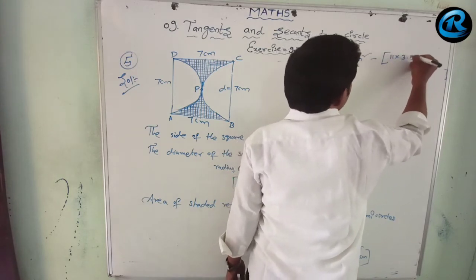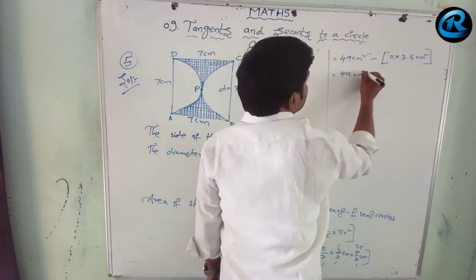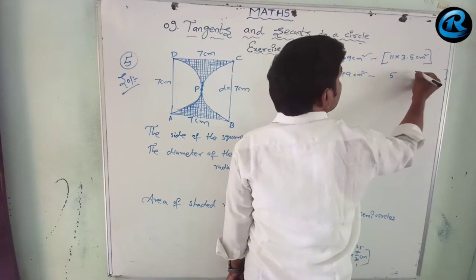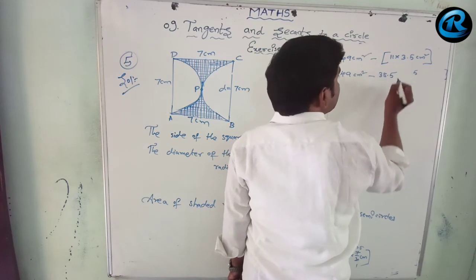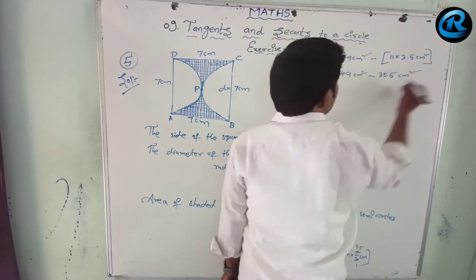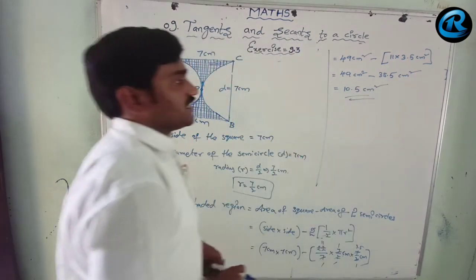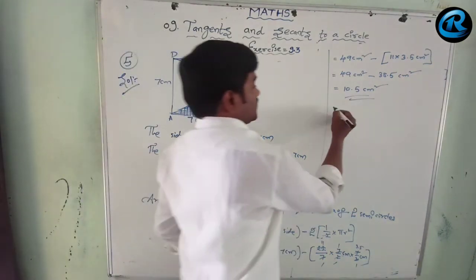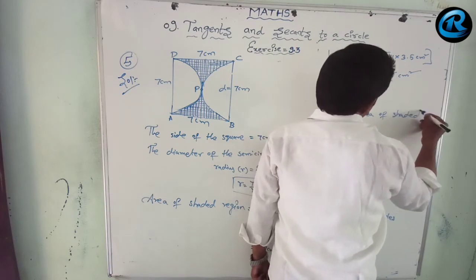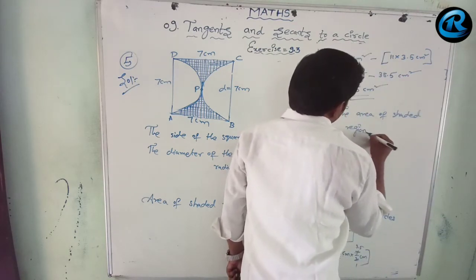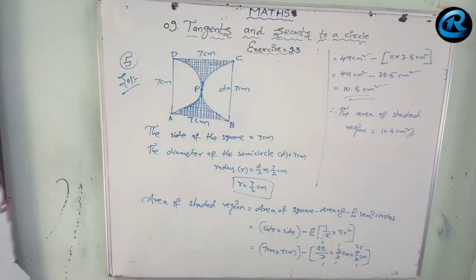11 into 3.5 centimeter square, that equals 49 centimeter square minus 11 5s are 55, 5 carry 1, 11 is 33 plus 5, 38, that is 38.5 centimeter square. That is 10.5 centimeter square. Now the difference is 10.5 centimeter square. Therefore the area of shaded region is equal to 10.5 centimeter square. I hope you understood.